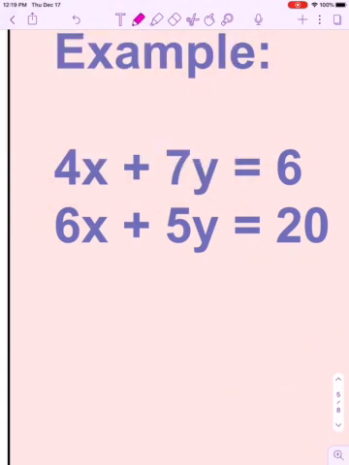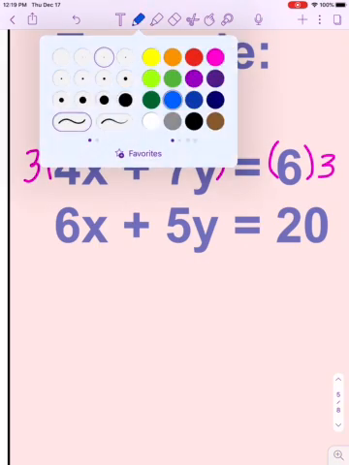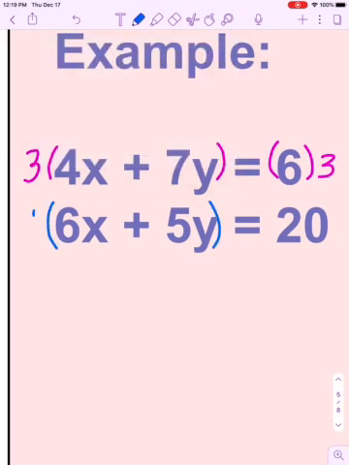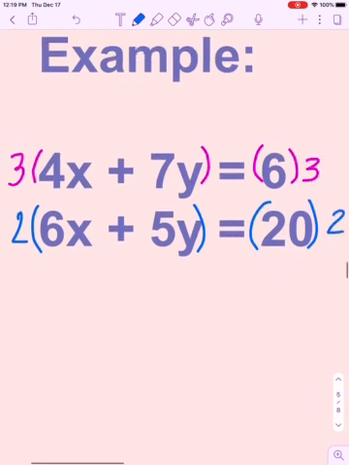So now I'm going to default to what can be my smallest number. So 4 and 6 can both multiply and become 12, while 7 and 5 can multiply and become 35. So I'm going to make the x's match because they can become a smaller number. That's just a personal preference. It really doesn't matter. But I'm going to do 4 and 6 and turn them into 12. So to multiply a 4 and turn it into a 12, I have to multiply by 3. To multiply a 6 and turn it into a 12, I have to multiply by 2.